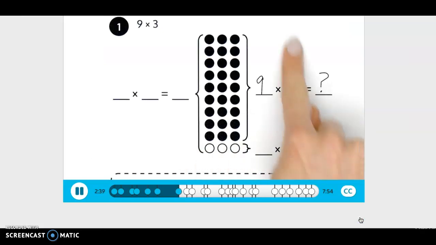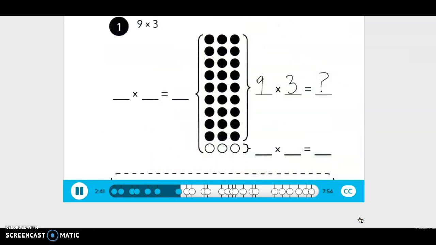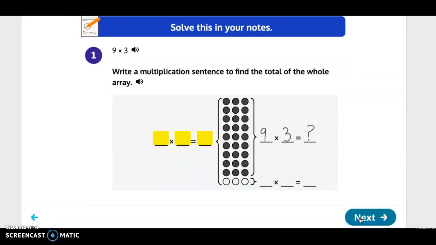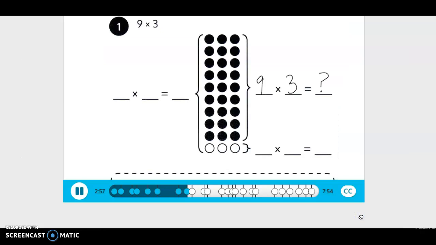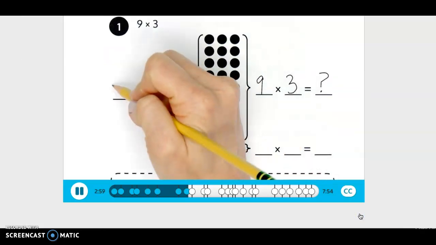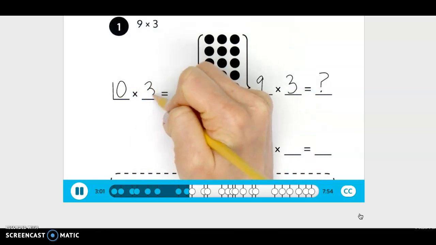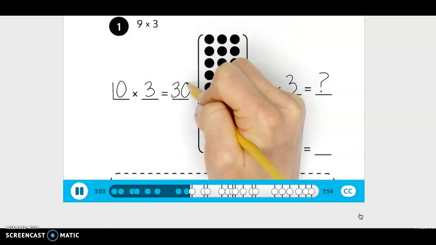Now let's use the whole array to help us solve this problem. This whole array has 10 rows of 3. Can you write a multiplication sentence to represent that? Find the total of the whole array in your notes now. The whole array has 10 rows of 3. 10 times 3 equals 30.